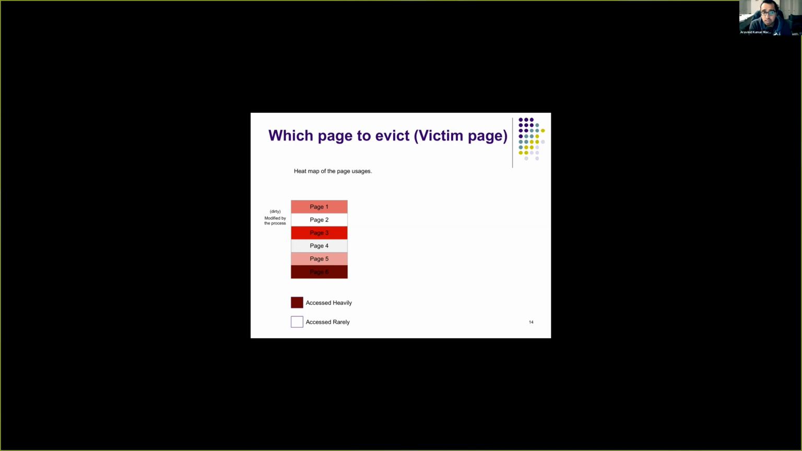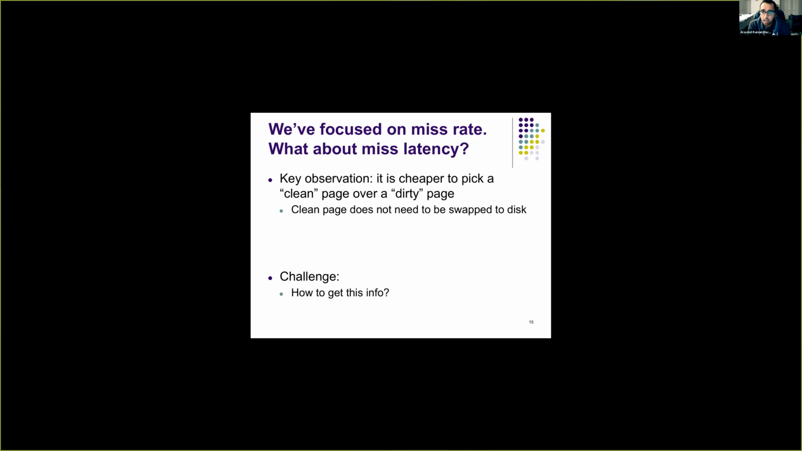So this is also a thing that we need to consider, or rather, any page replacement algorithm should consider whether the page needs to be written back or not. Okay. So what we have focused on till now is the page references. However, we never looked at the page fault latency, rather the delay that the page replacement algorithm encounters when it has to replace a certain page. Okay? And the key observation here is that it is cheaper to replace a clean page than a dirty page.